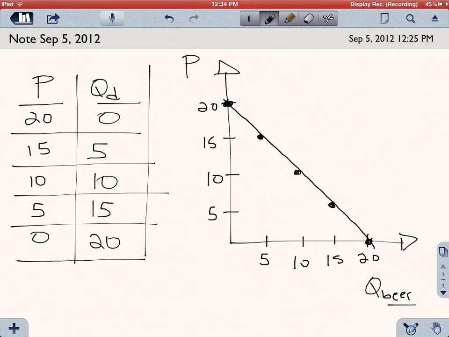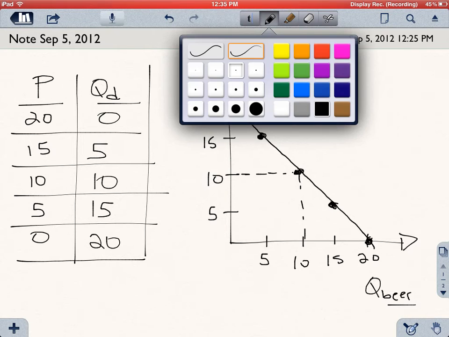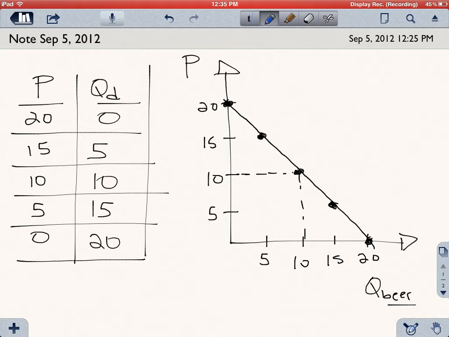Alright, so now it's easy to see how a change in price will affect the quantity demanded. Let's say the initial price that you have was $10 for a beer. At that price you will have 10 beers. So you're here in the diagram, and then you're here in the table. Alright, so you're at this point.